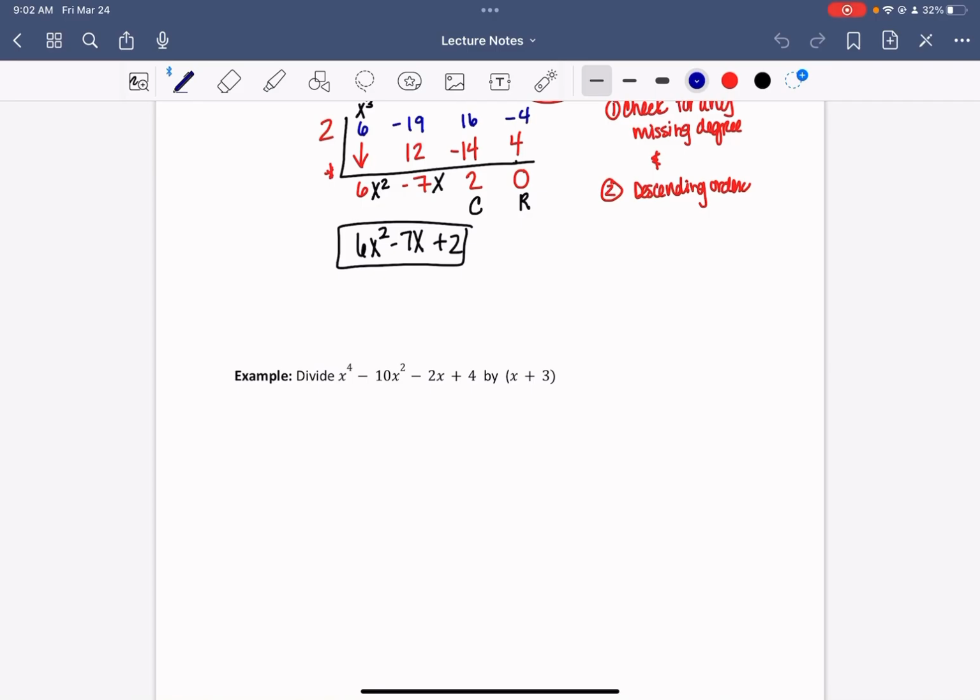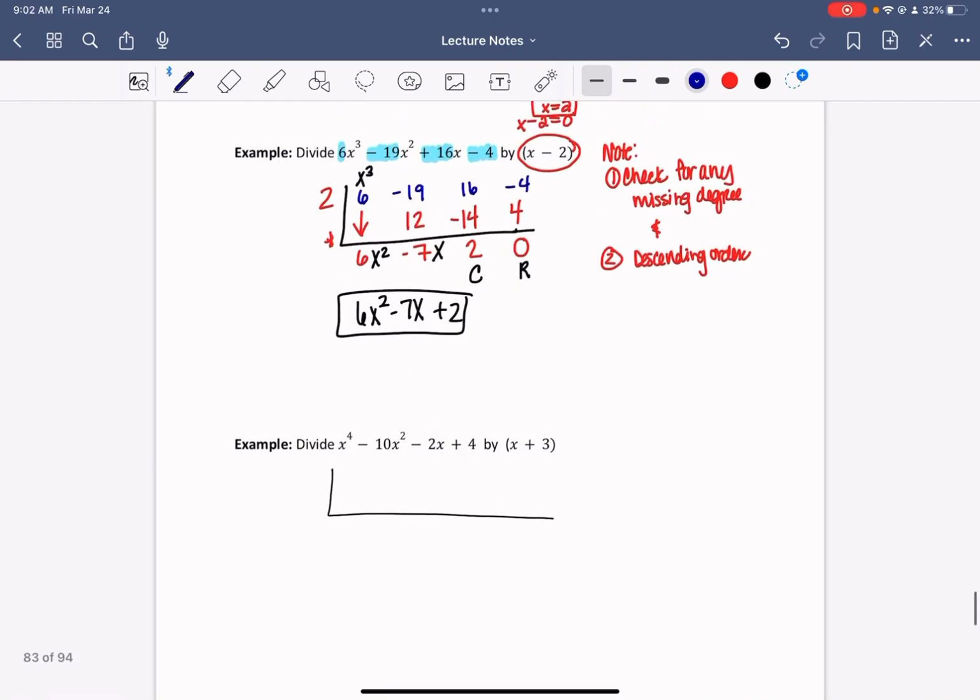So let's look at another problem and kind of go through this process again and make sure we have all the pieces in play before we start applying it even more. So the first thing you're going to do is set up your division, and it's just like flipping over that long division sign. Next thing you're going to do is write your coefficients of the polynomial in descending order and check for the missing degree, just like what we wrote up here.